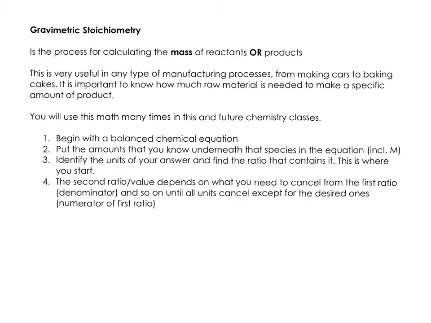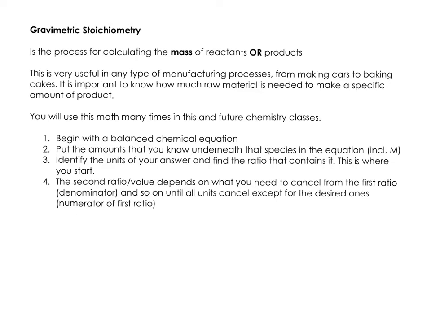Gravimetric stoichiometry, these are big words, but it's a pretty simple process, and a very important one. Basically, it's how we calculate mass. Gravimetric means mass of reactants or products, and we do this using stoichiometry, the relationships found in the balanced chemical equation. It's a very important process for chemistry people or chemical engineers.